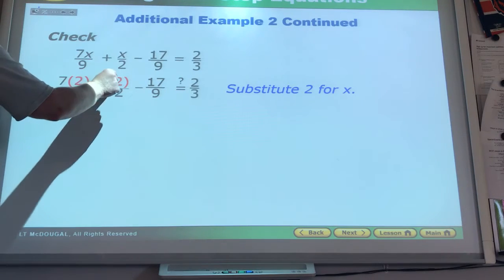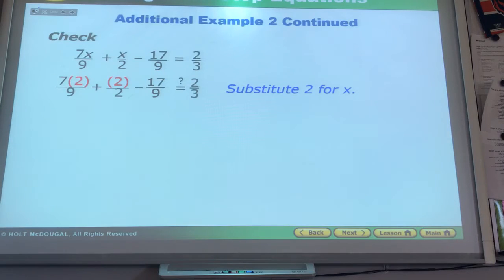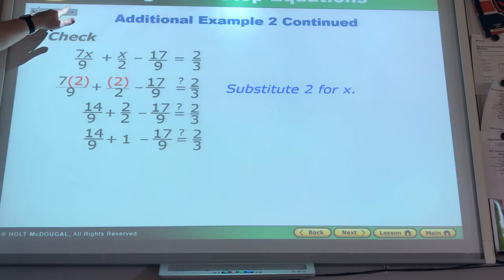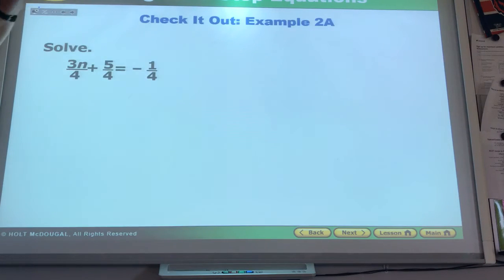14 over 9 plus 2 over 2 minus 17 over 9 equals 2/3. And when they do all their math, they've got to get common denominators, and it does come out to be 6/9 over 6/9. You don't have to go back and check them, but it is something you can do.